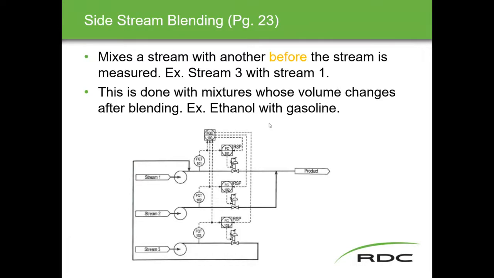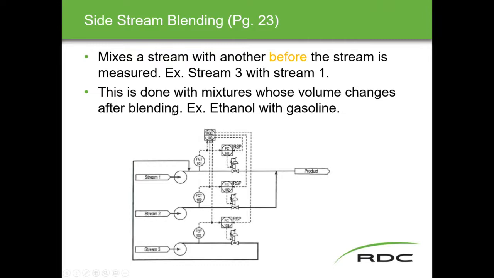Page 23 mixes a stream with another before the stream is measured. For example, in this case, stream three is mixed with stream one before it's measured at the flow transmitters. Why, you ask, do they do this? Well, the only thing I can tell you is it's done with mixtures whose volume changes after blending.